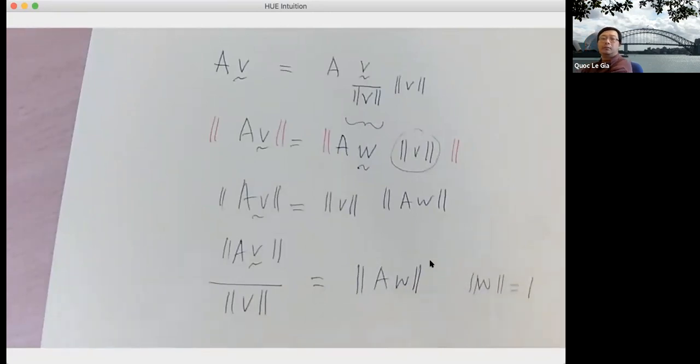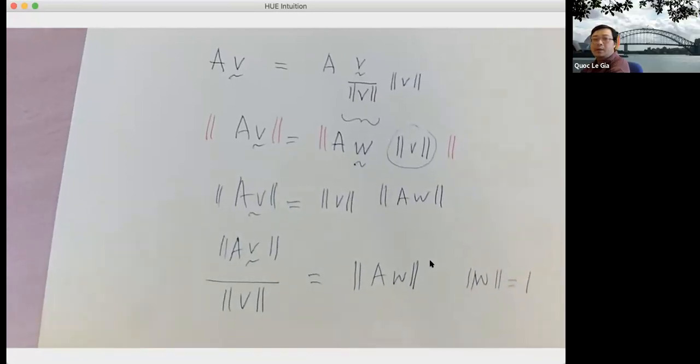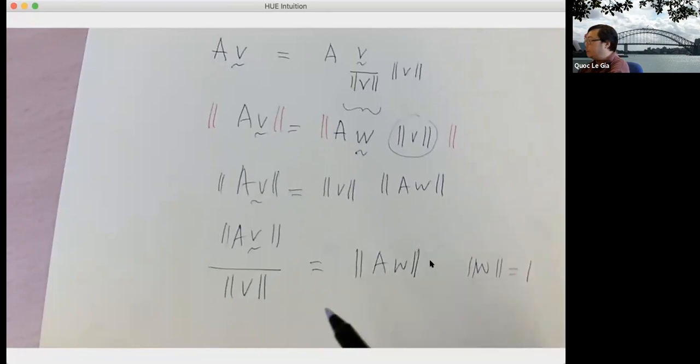Okay. And so now if you take the maximum, then they're just the same. If you take the maximum, then they're just the same. So max of AV over V.